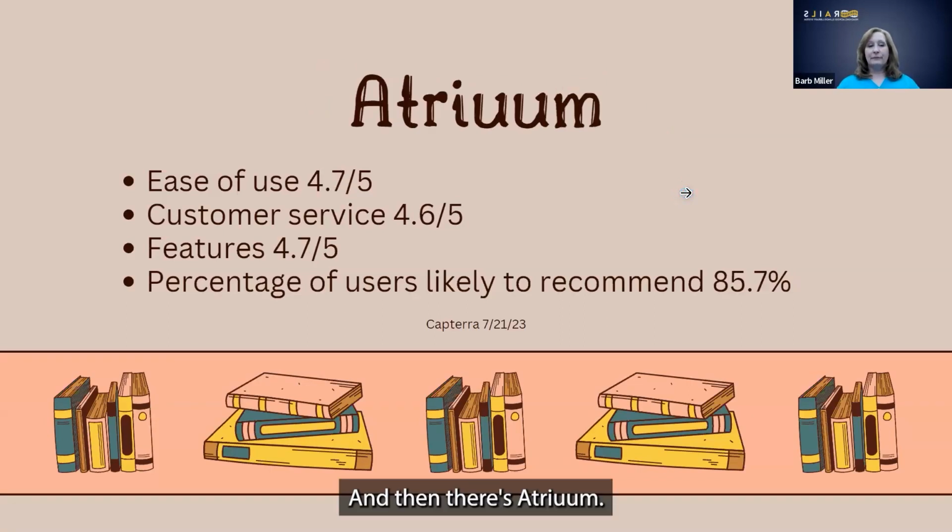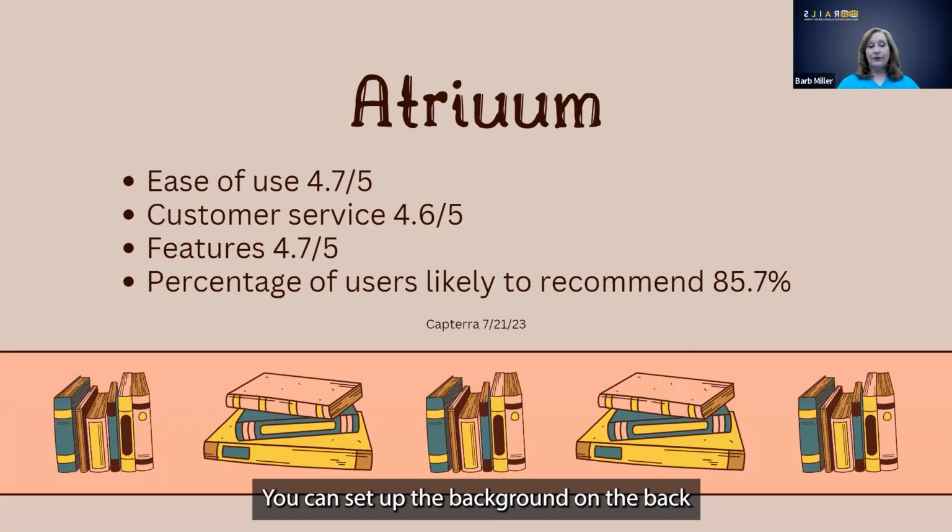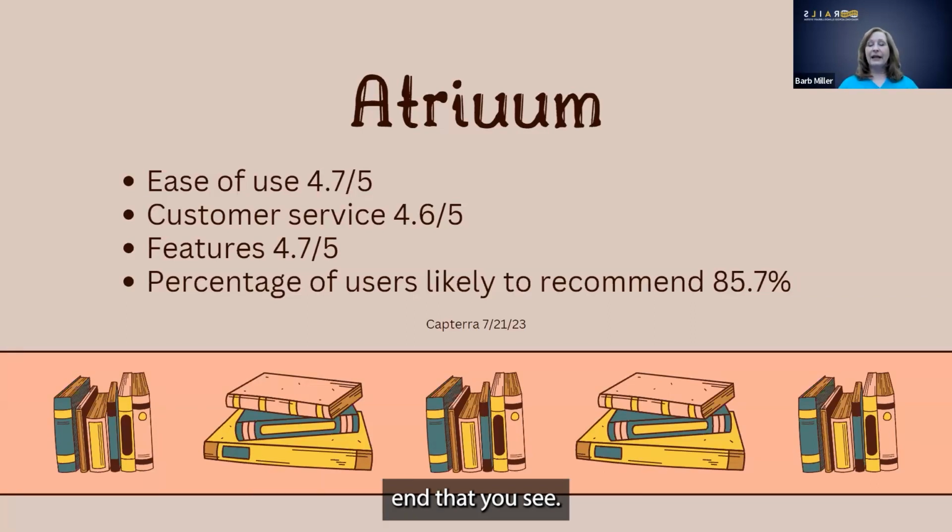And then there's Atrium. Atrium kind of falls in the middle. It's considered a little bit higher in ease of use and features. Some things about Atrium that are really helpful: you can set up the OPAC to meet different seasons and holidays, which is a cool feature, and the kids seem to like that. You can set up the background on the back end that you see. So I had mine in my favorite color, why not?